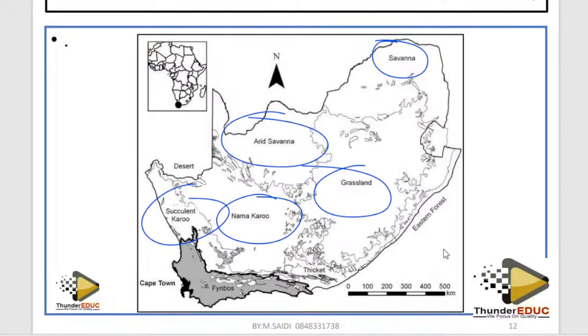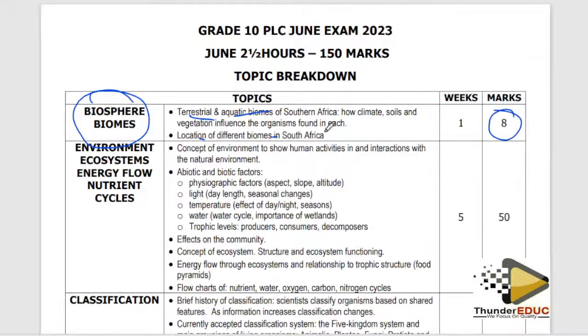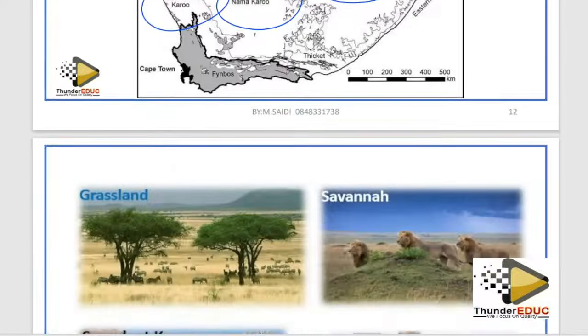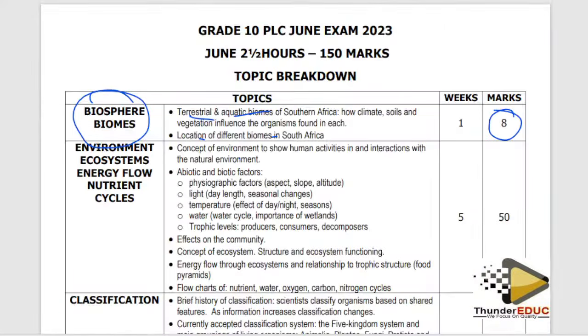We like to bring this map. Please make sure you know how to find them on the map, because they are asking about the location of different biomes in South Africa. So make sure you know that. When you go to the next point, I'm not going to use a lot of minutes, maybe 10 minutes will be enough. So at least make sure that you are on the live.